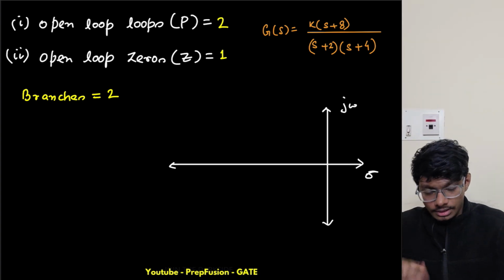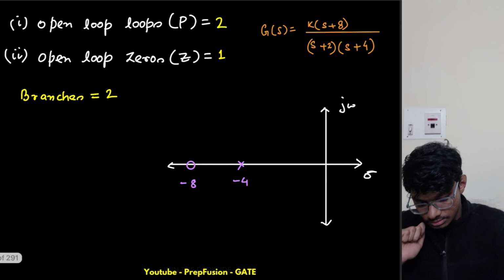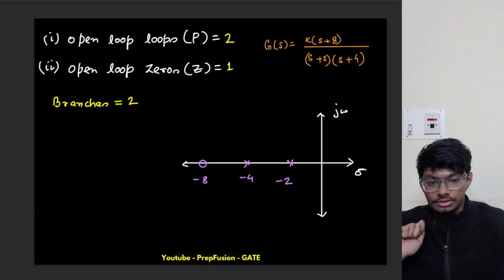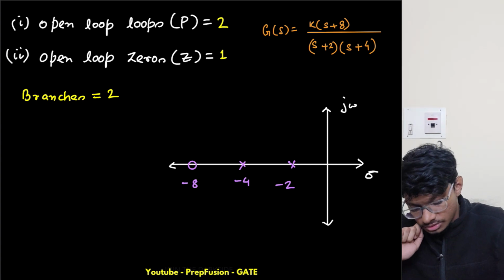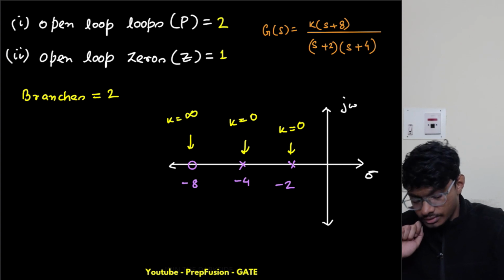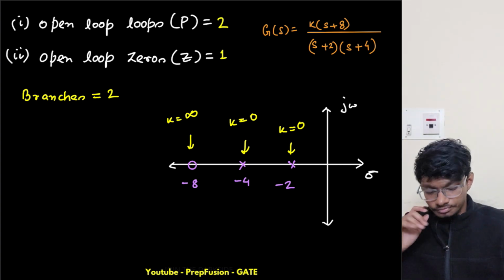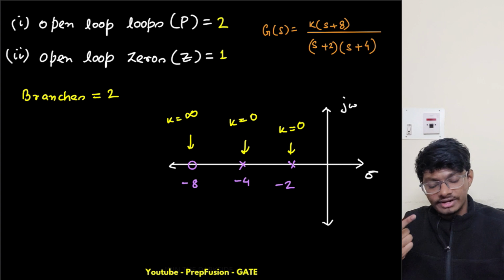Let me plot the zeros. The zero is here, at -8, and the poles are at -4 and at -2. So for these values k will be 0, and for this one k will be infinity. Okay, so this will terminate at infinity. That won't change, that will still remain the same. So root locus will have two branches, as the order of the characteristic equation is 2.